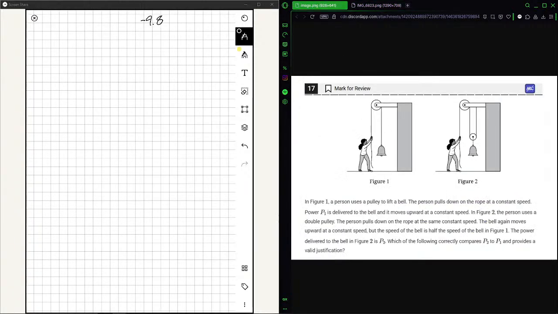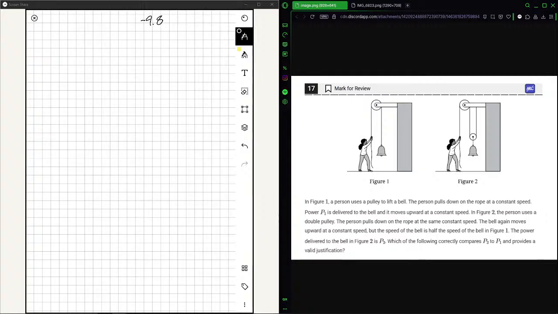In figure 1, a person uses a pulley. The rope is pulled down at a constant speed, with power P1, and the bell moves upward at a constant speed. In figure 2, they use a double pulley. The person pulls down the rope at the same constant speed, but the speed of the bell is half the speed of the bell in figure 1.